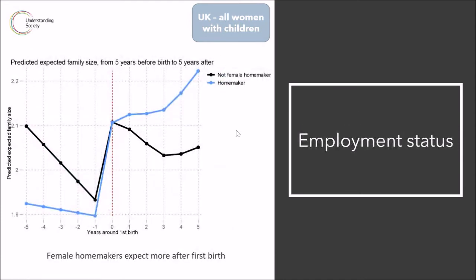Lastly, I also looked at self-reported employment status. So in this blue line, these are all women who reported they were looking after the household and home, and everyone else went into black, which is a little bit crude perhaps, but we can really see that female homemakers have a very distinct trajectory compared to the other women in the sample. Again, they're not intending the most children prior to first birth, but then after first birth, they really shoot up compared to other women who are working.